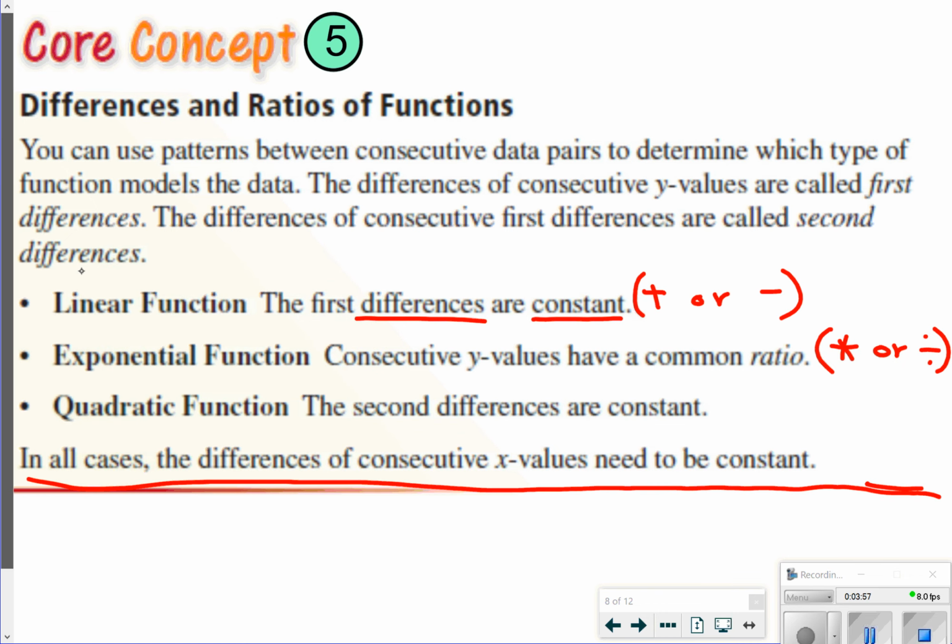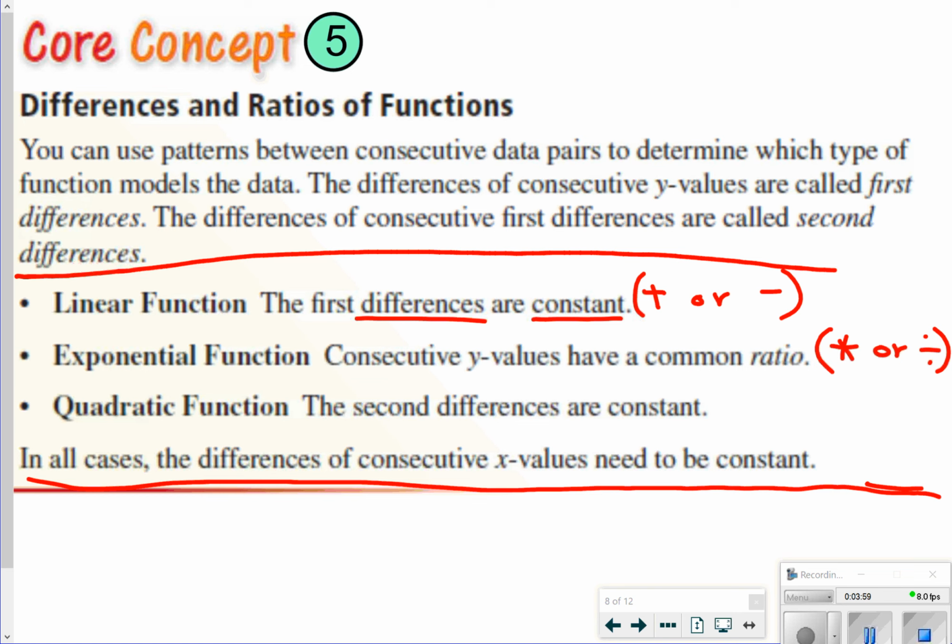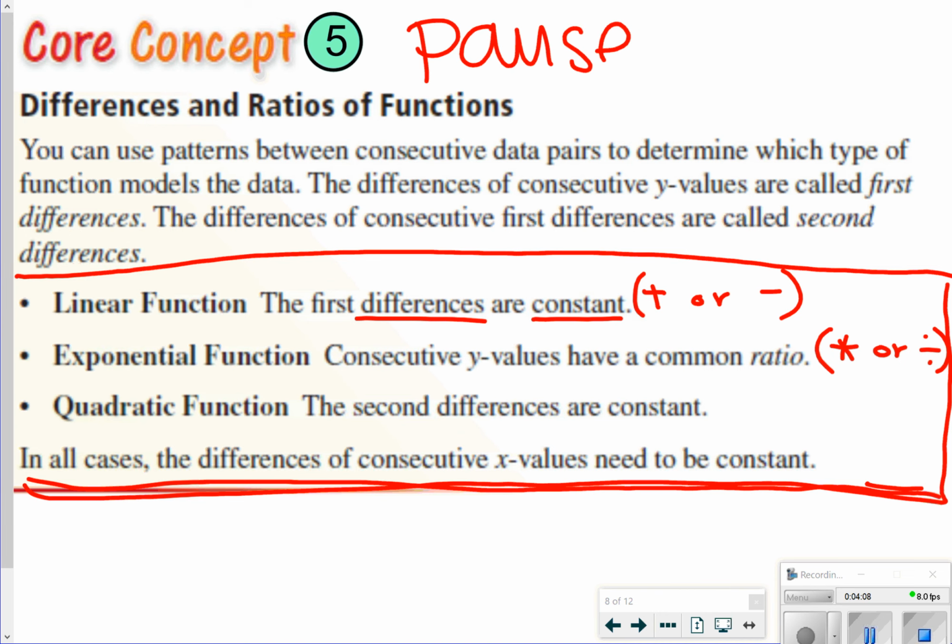The main thing I want you to get from here is these 3 bullet points. So just copy these down for number 5 in your notes. And then once you're done, click play so you can see how it's done. So let's go ahead and pause here to give you some time to write.